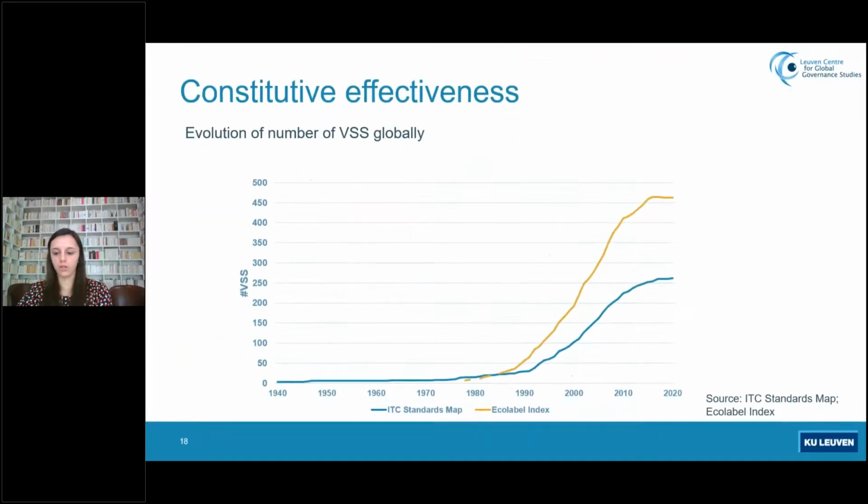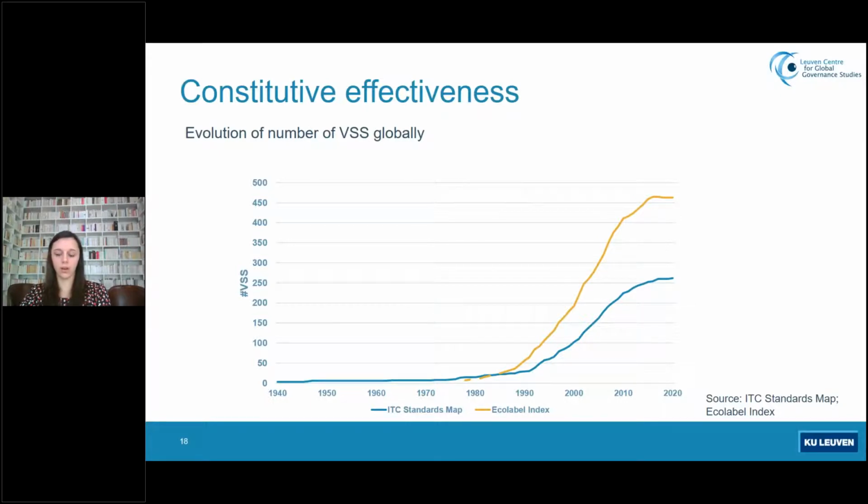So that was for institutional effectiveness. Now we're going to look into constitutive effectiveness. This is to understand why VSS are accepted or recognized by different actors, and in particular by firms, by governments, by the VSS community itself, and by consumers.